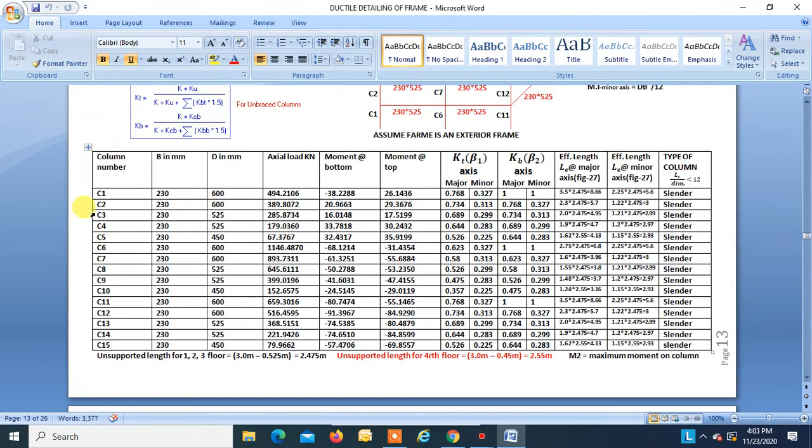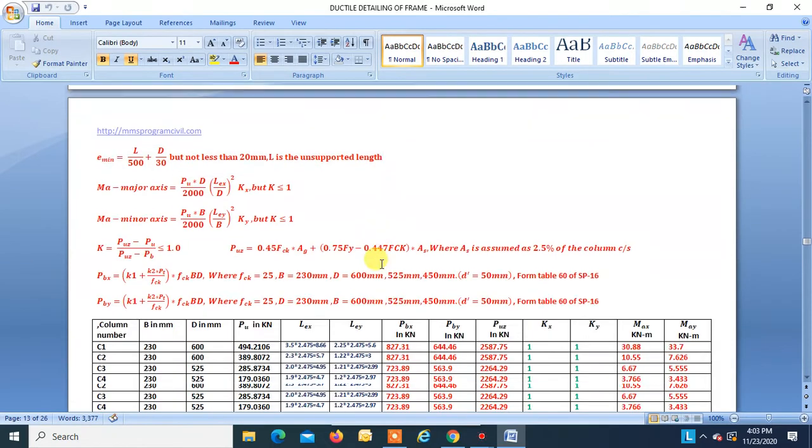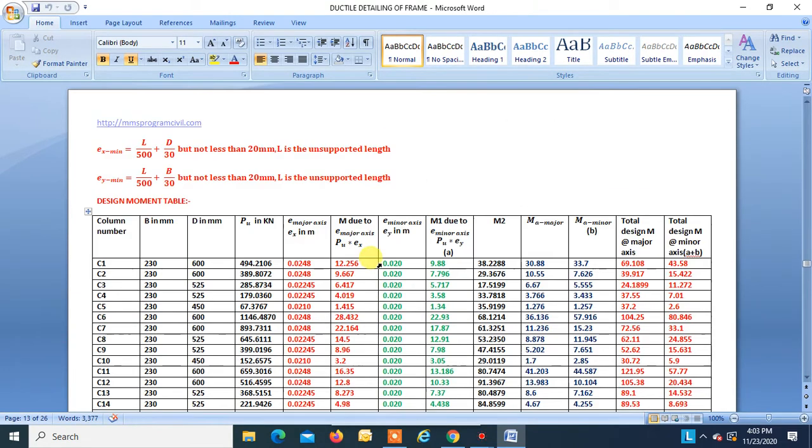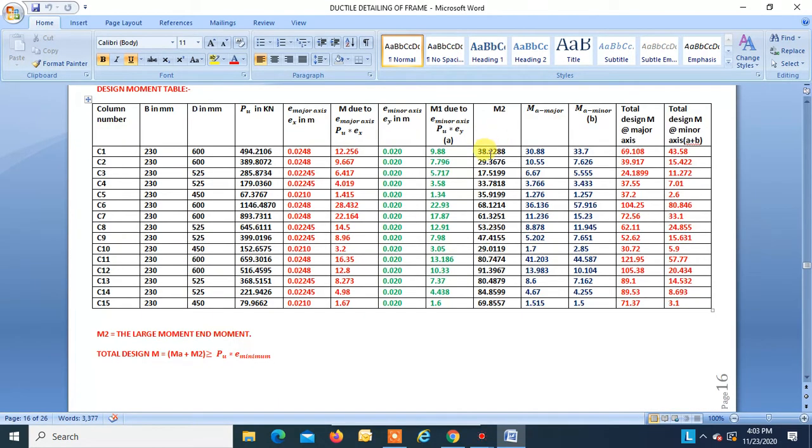In column number 1, the moment at the bottom is 38.22 and moment at top is 26.14. So the larger moment is 38.22, so our M2 will be 38.22. Okay, so that is how this table has been found. M2 are the larger moments, right? So the total design moment about the major axis will be M2 plus MA additional about major axis. This plus this is equal to this. This is how we get this table, right?